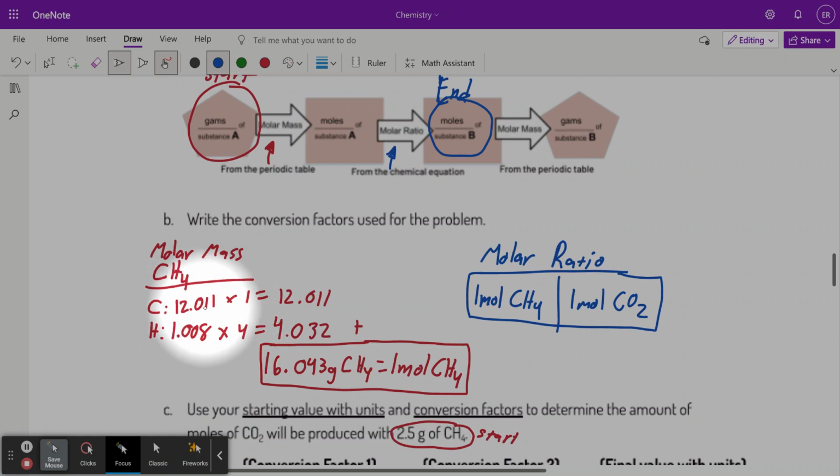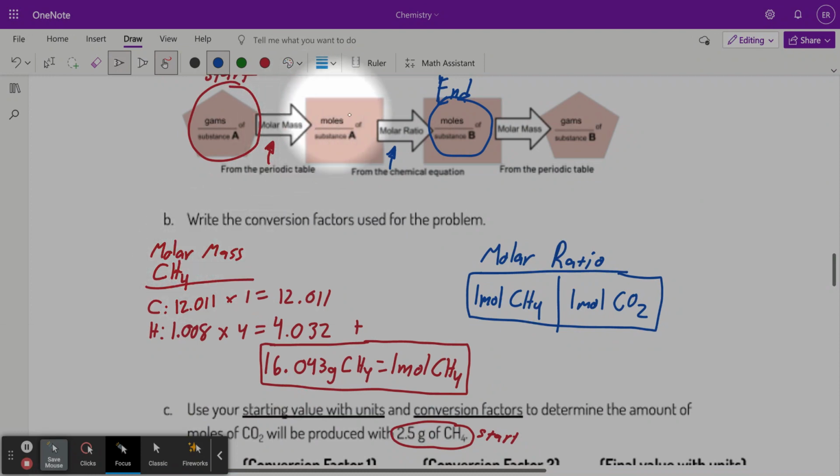So 12.011 times 1, we get 12.011. And then 1.008 times 4, we get 4.032. So we add that all together, and we should get 16.043 grams of CH4. And again, because this is molar mass, it's equal to 1 mole of CH4. Okay, so we are done with molar mass.